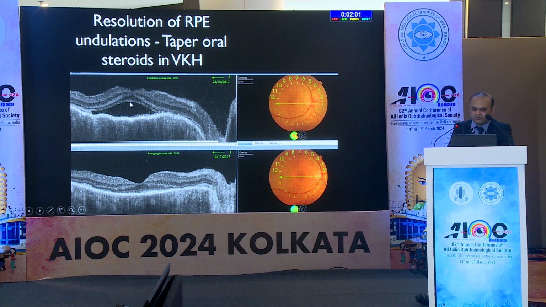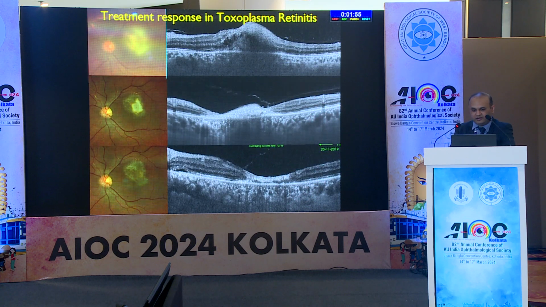So this was a patient of VKH. The moment the patient was started on steroids, you can start seeing the regression of these lesions over here. Similarly, you can assess the response to treatment in case of this toxoplasma retinitis that we had seen earlier. The lesion starts regressing, but even on OCT, you can see the fluid regressing, the retinitis regressing, and eventually a scar formation that happens over here.